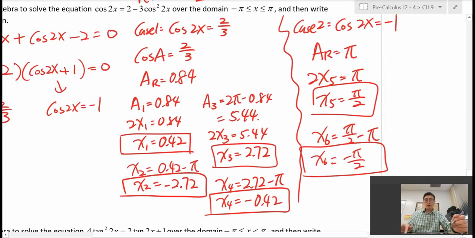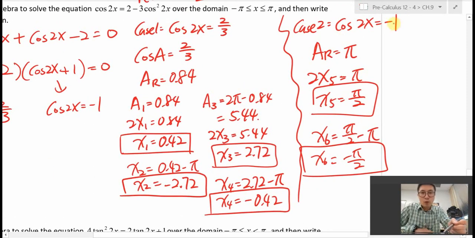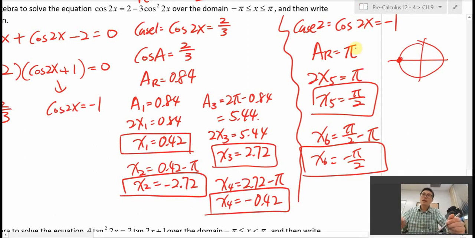Okay, so let me explain this again with case 2. Cosine equals negative 1. We know on a unit circle, cosine is the x value, and x is negative 1 right here. And this is pi radians, and that's how I find my reference angle to be pi. Okay, and therefore 2x5 is going to be pi, and x5 is pi over 2. Reference angle though usually is between 0 and pi. But okay, I could really just say that 2x5 is equal to pi, and therefore x5 is pi over 2. Okay, anyways, so here are the 6 answers that you have within this domain.